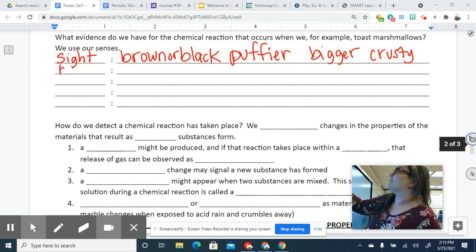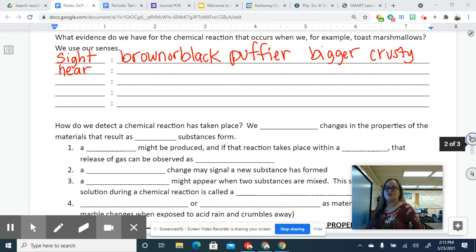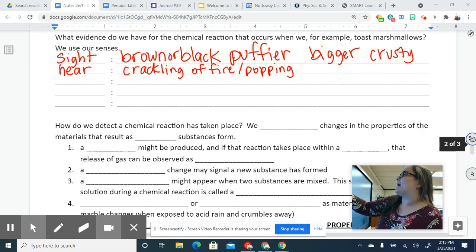All right, what about hearing? What things would we hear that let us know that a chemical change was taking place? So just think about, like, if I'm at a fire, what are the things that you can hear? Yeah, right. You can hear the crackling of the fire. And you might even hear popping, like a crackling and popping. And then sometimes the marshmallow itself, if you put it up to your ear, has sort of a crinkle, crinkle, crinkle sound from the carbon.